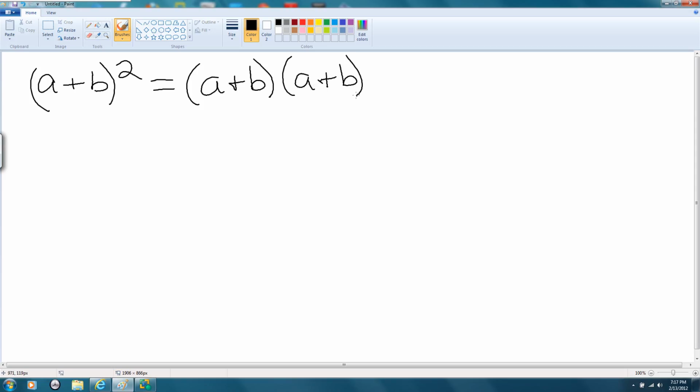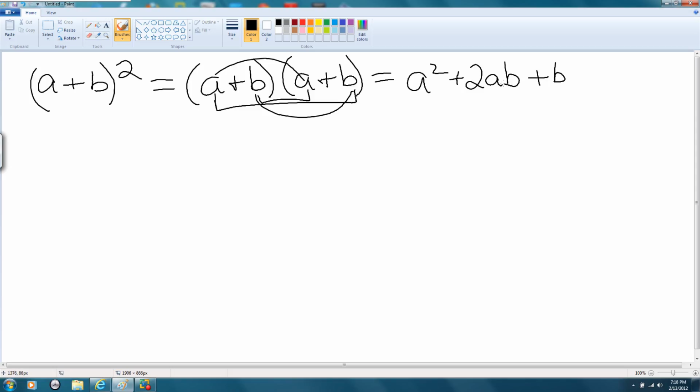If we FOIL that, we're going to get a squared from these two terms, plus b squared. And then from the middle terms, we're going to get ab, or actually that's ba. And over here, we're going to get ab. ba is the same as ab, right? So we have one ab plus another ab. We're going to have two ab. So that's going to be the general framework for that.